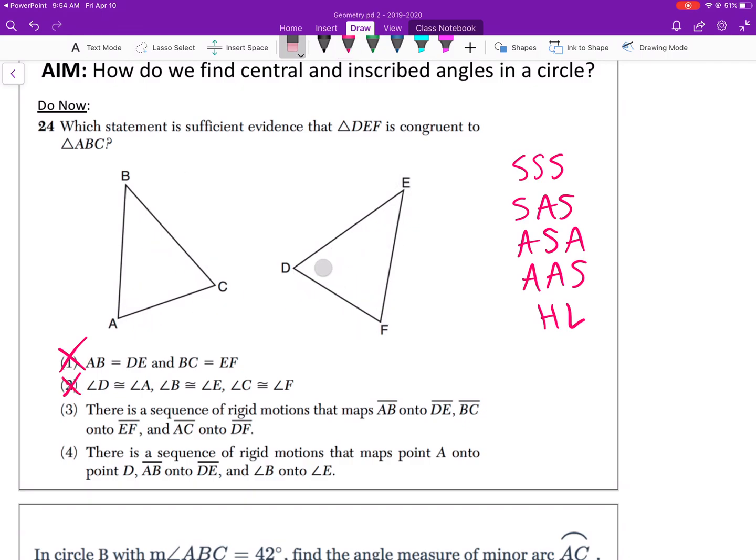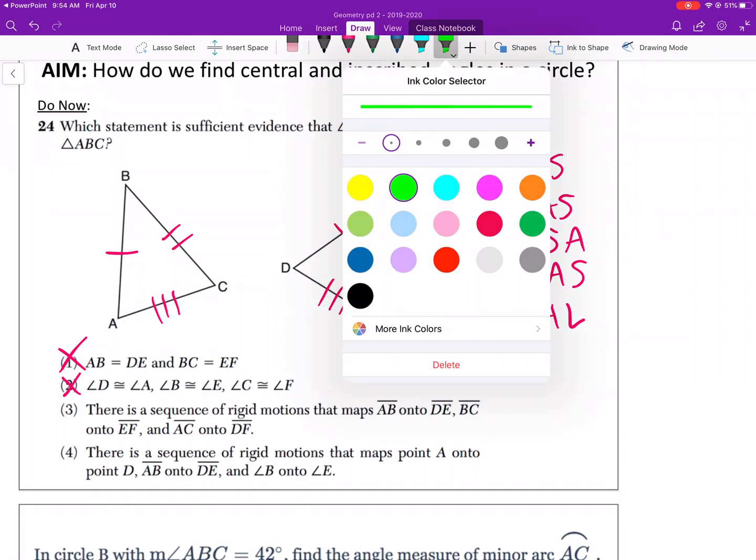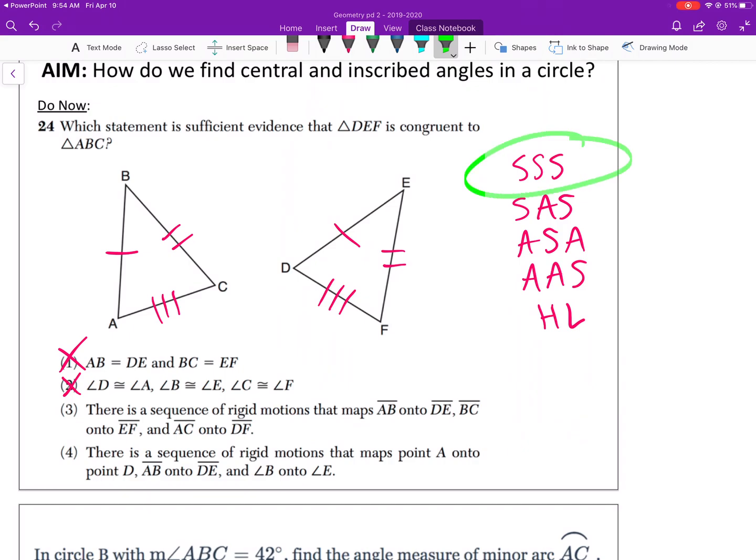All right. Choice 3. There's a sequence of rigid motions that maps AB onto DE, BC onto EF, and AC onto DF. Is this one of our congruence criteria? The answer is absolutely yes. This gives us side-side-side, so choice 3 works.